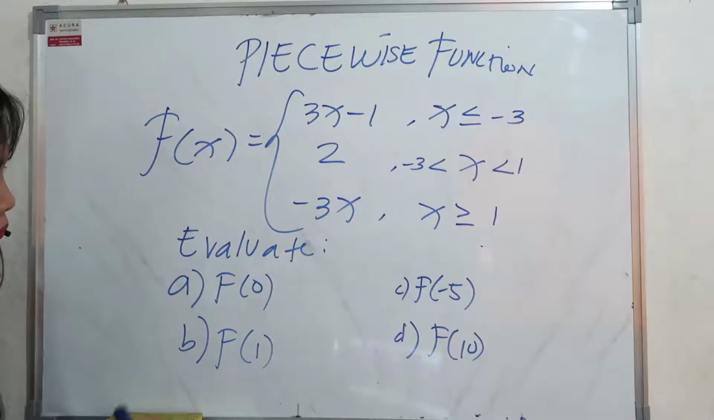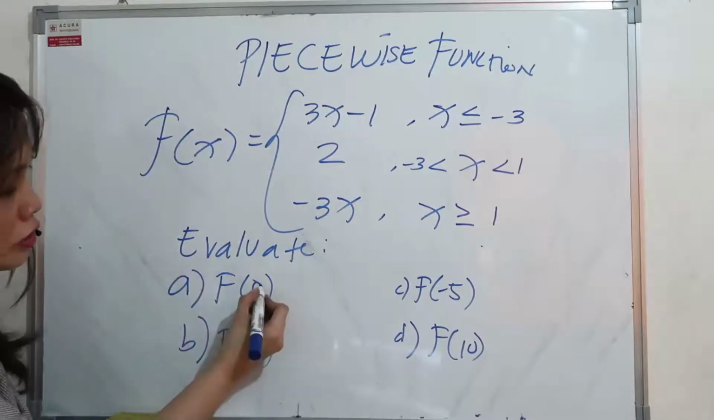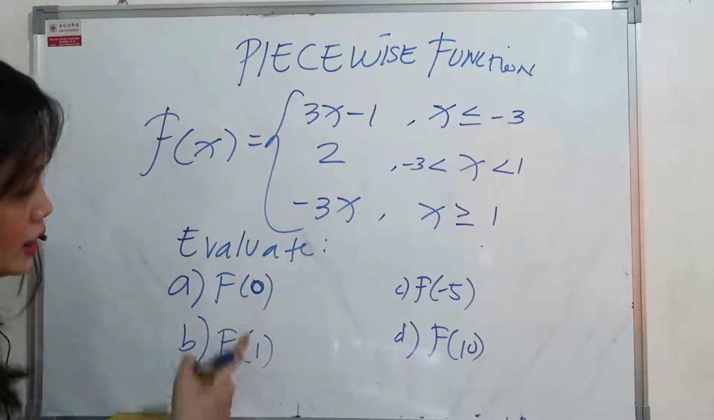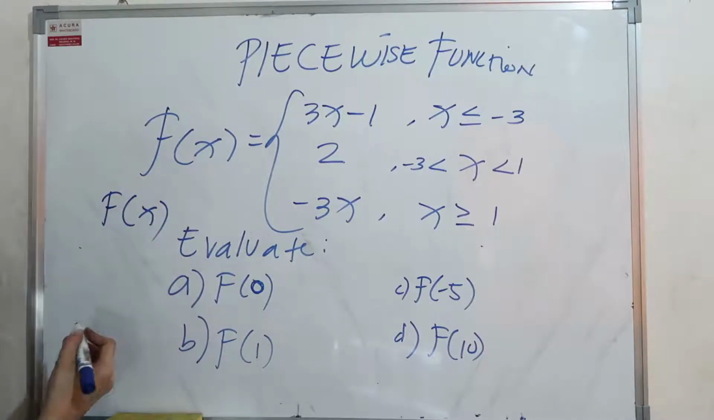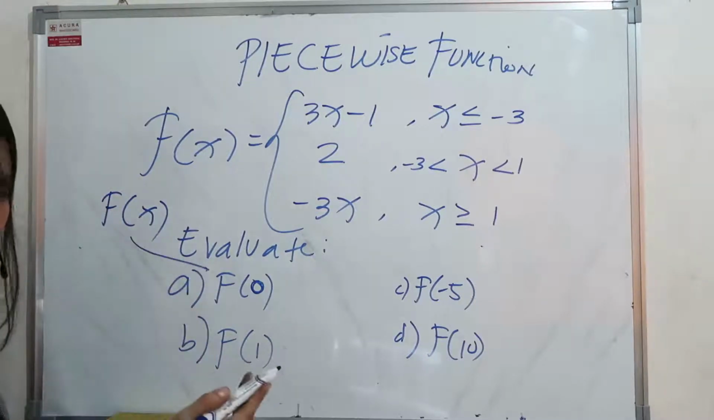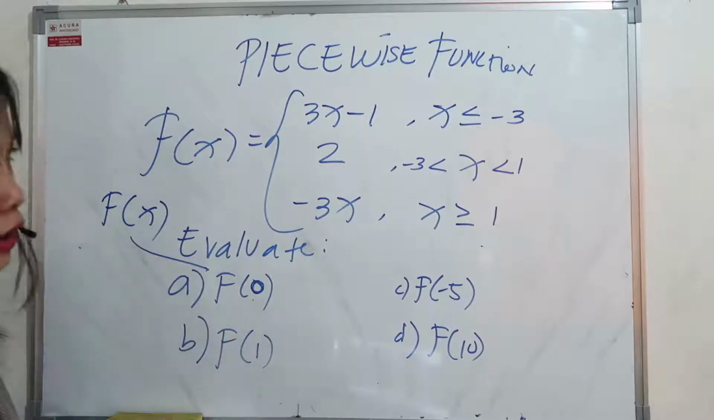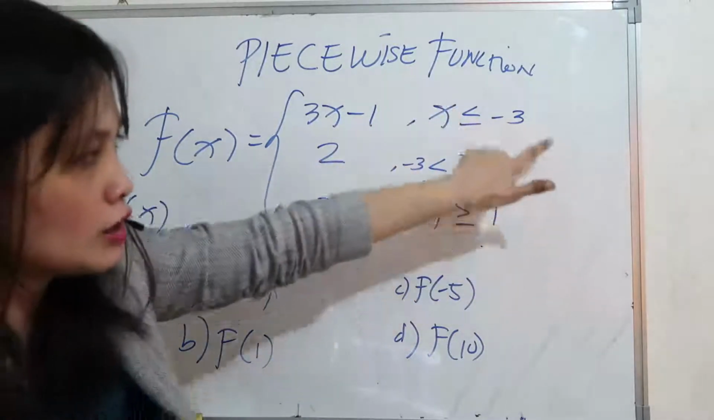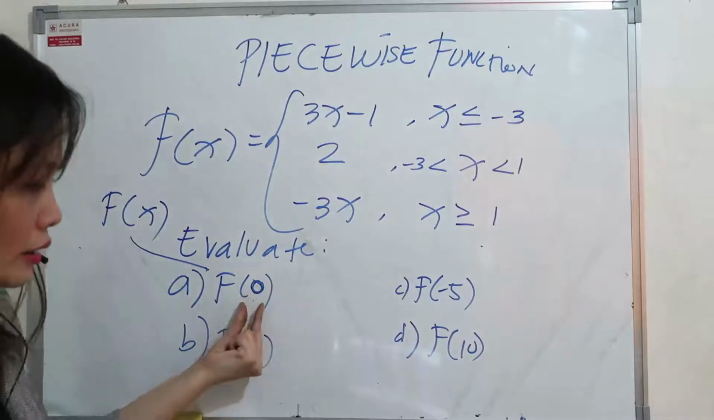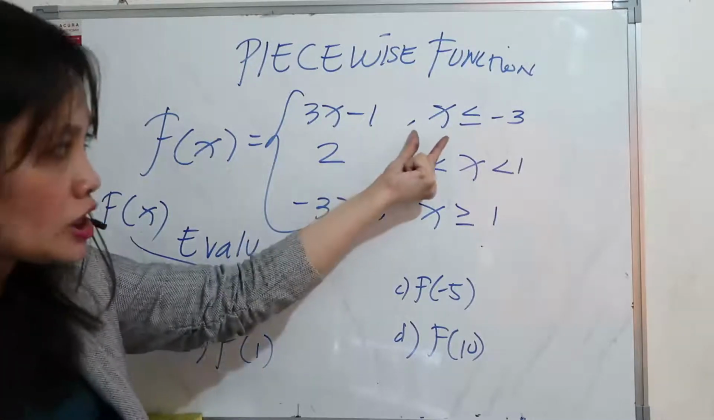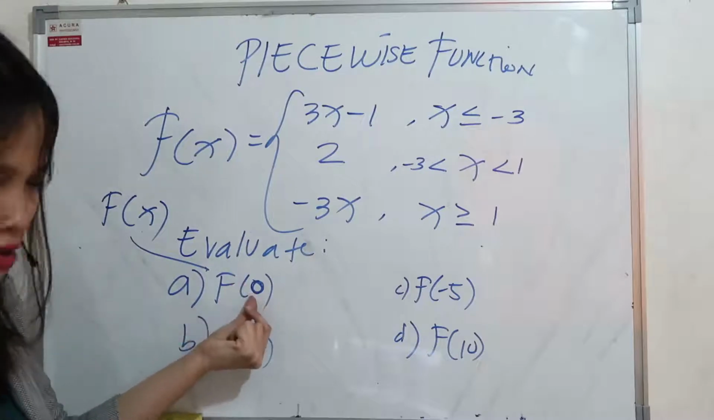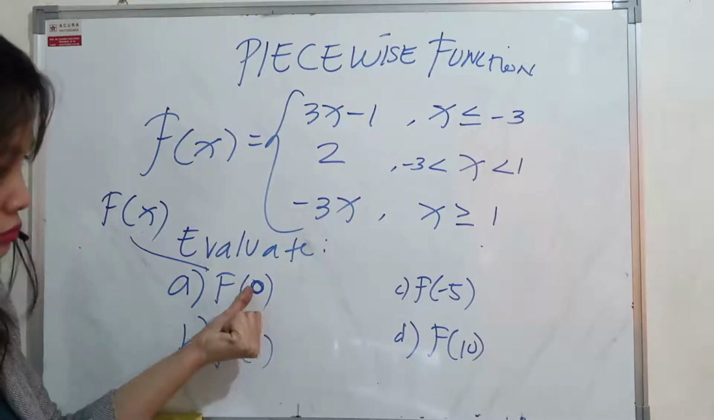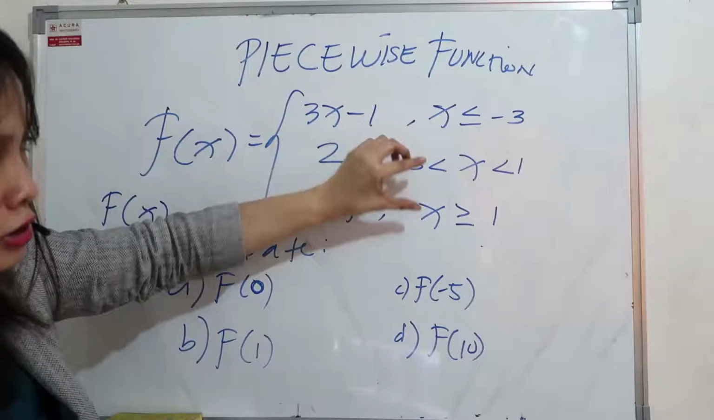How? So for example, f of 0. So meaning 0 here, that is your x. Remember that f of x, so f of x is the same as f of 0. Your x here is 0. Now, we need to examine the conditions. What particular condition does this one apply to? Is it the first condition, second condition, or third condition? F of 0, meaning your x is 0.